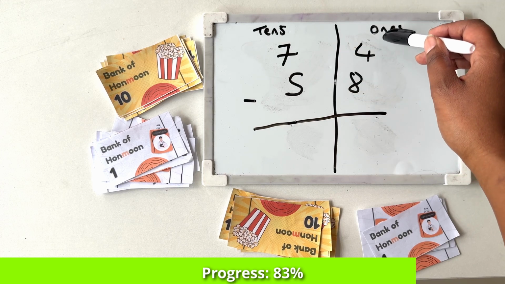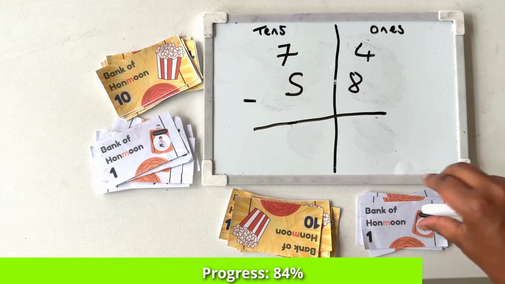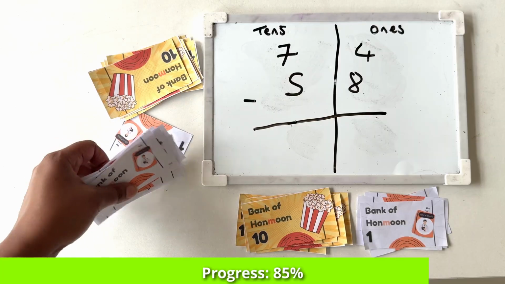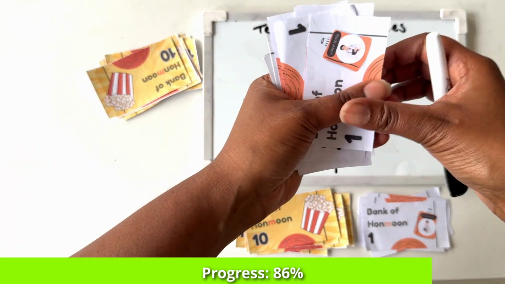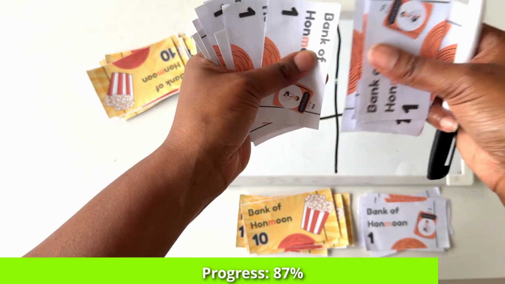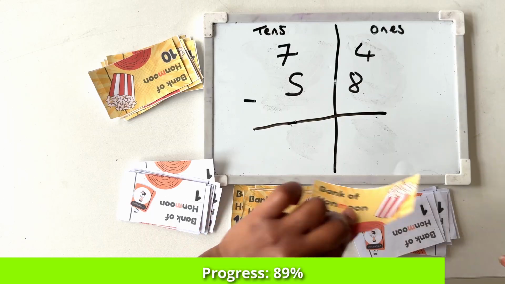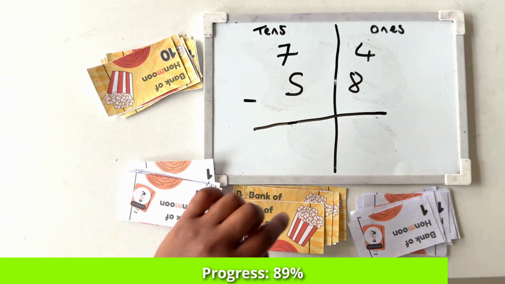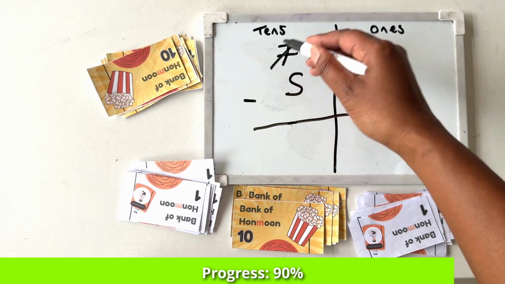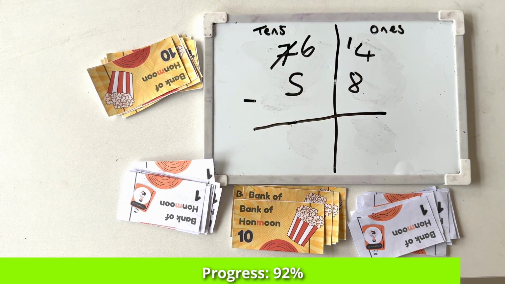So we don't have enough ones here. We only have 4. So we're going to take our 10 again. We're going to change it and regroup into the ones column. So 1, 2, 3, 4, 5, 6, 7, 8, 9, 10. Because we can't put this in this column like this, we have to change it. So that means that we've taken 1 ten away, so it now becomes 6. We put 10 ones there, so it's 14.